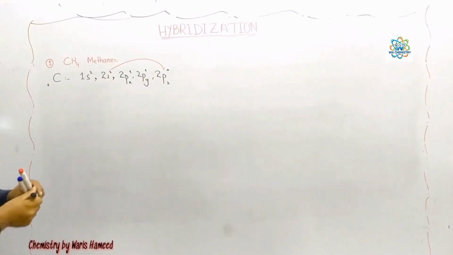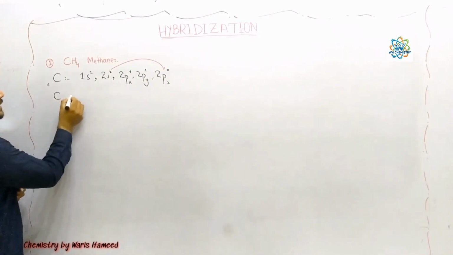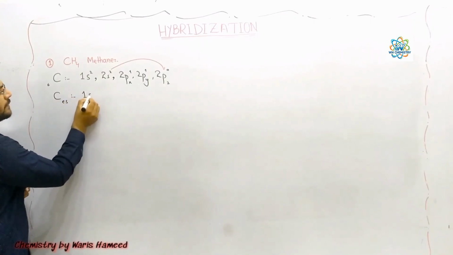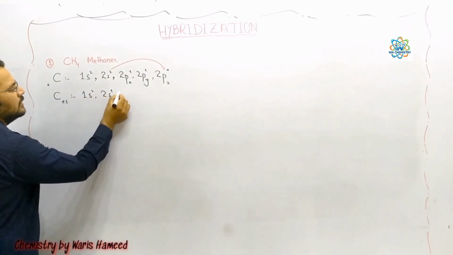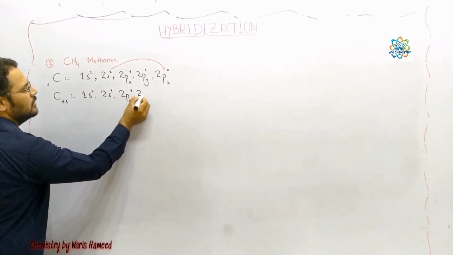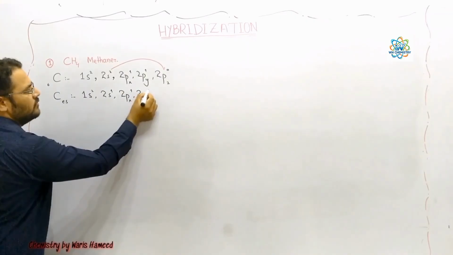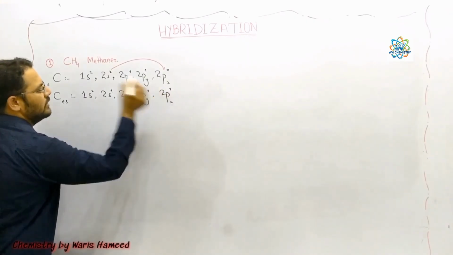Then the excited state of carbon will be 1s2, 2s1, 2px1, 2py1 and 2pz1.